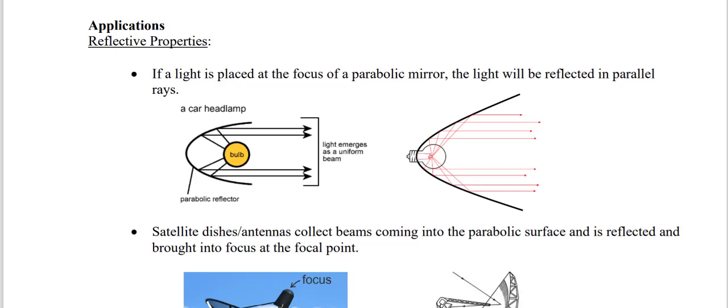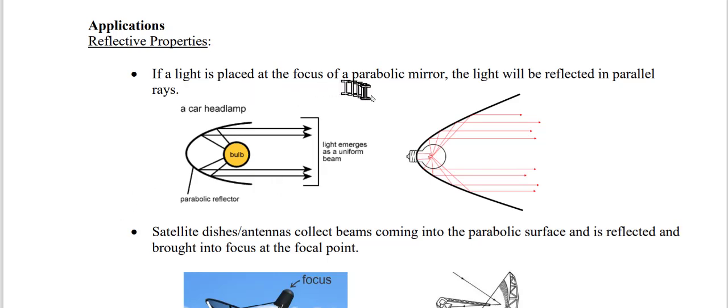Applications of parabolas. Parabolas have a really cool reflective property: anything coming from the focus will reflect straight out, directly perpendicular to the latus rectum. So where this is used is things like in lights.